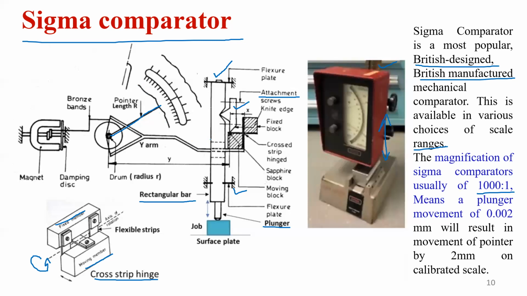So this is the construction of the sigma comparator. How can this sigma comparator be used for comparing the dimensions?